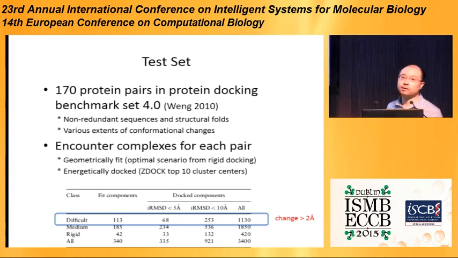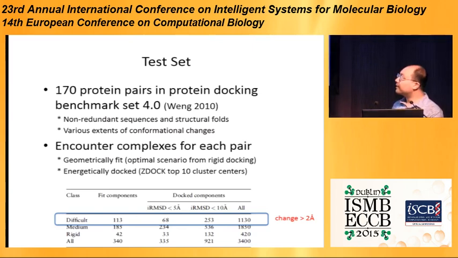And in the second case, which is more realistic, you don't use any information from the bound complex, you just do energetic docking and you pick the top 10 predictions. And we focus on the cases where the conformational changes are significant, above 2 angstrom. That corresponds to 113 individual proteins, either in one geometrically fit encounter complex or 10 different energetically docked complexes.